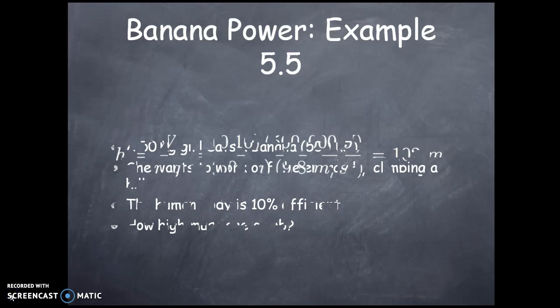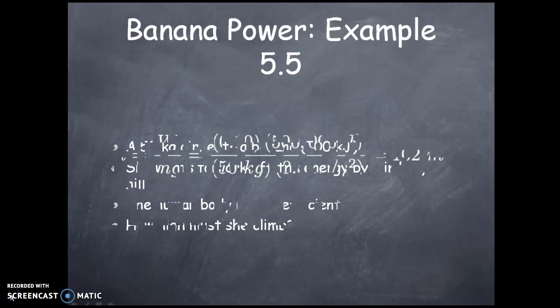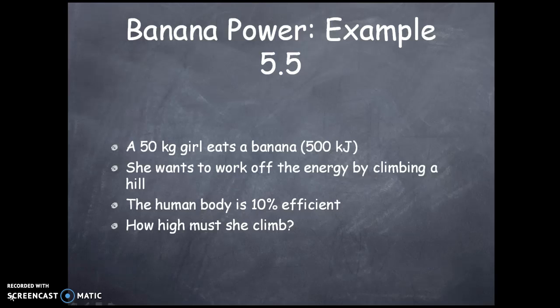So a girl is eating a banana which would give 500 kilojoules of energy. Since the body is only 10% efficient, only 10% of this energy would actually be converted into useful energy. So how much is 10% of 500? We have to find that, which is nothing but 50. So she has to burn those 50 kilojoules of energy, which she got by eating a banana.